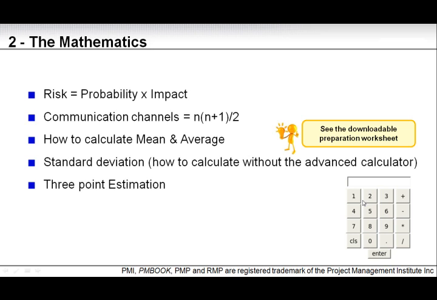3-point estimation is also a critical area. You need to know how to calculate this. Again, the formula is on the downloadable worksheet. Expected monetary value, also called EMV. This is something that you should expect questions in, and you need to know how to derive this from a given scenario.